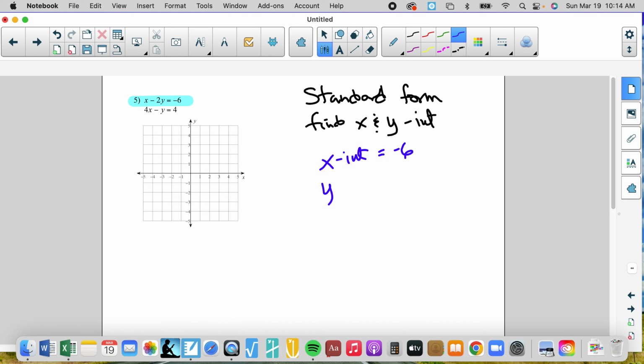And then when I want to find the y-intercept, I'm going to cover up the x and its coefficient, because I'm plugging in 0 for x for my y-intercept, which leaves me with -2y equals -6. And if I solve for y, that gives me a +3. So I have an x-intercept of -6. Make sure you go on the x-axis. And I have a y-intercept of +3. So on the y-axis, I'm going to connect those.